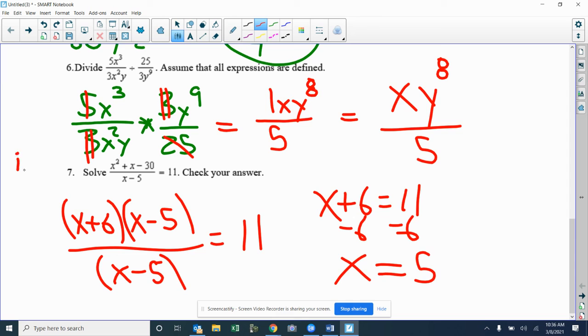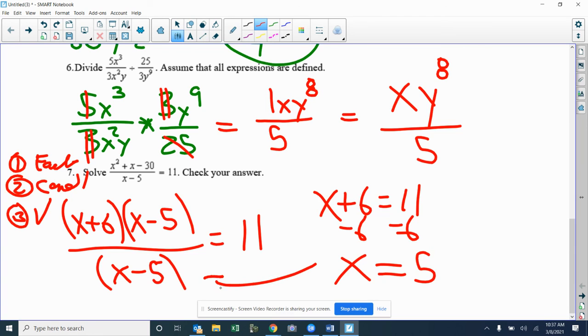Remember, we had step 1, which is factor. Step 2, we canceled. And step 3, we had to check to see if it would be a solution that wouldn't cause our denominator to go to 0. Well, if we put 5 in for x, what's going to happen? We're going to get 0, aren't we? Okay. So in fact, there is no solution here because there are no x's that would make this statement true. No x's would make this equal. It can't work, which is a possibility.